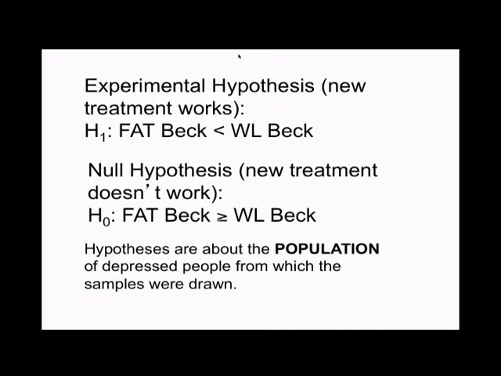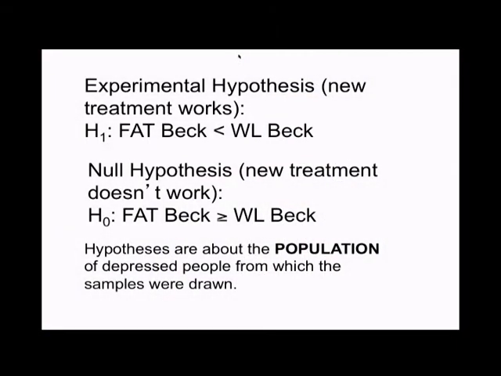For the sake of argument, we're going to say that the people who go through finger activation treatment are going to end up equally depressed or maybe even more depressed than people on the waiting list. In other words, our null hypothesis is that our treatment is ineffective, and then we're going to see if we can gather enough evidence that that hypothesis, that null hypothesis, becomes implausible. Now, let me make the point that these hypotheses aren't about our sample, they're about the population of depressed people that our samples were drawn from.